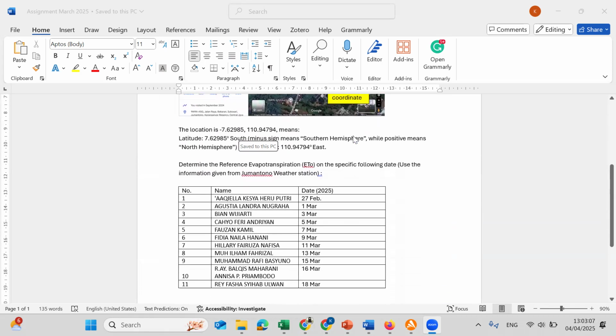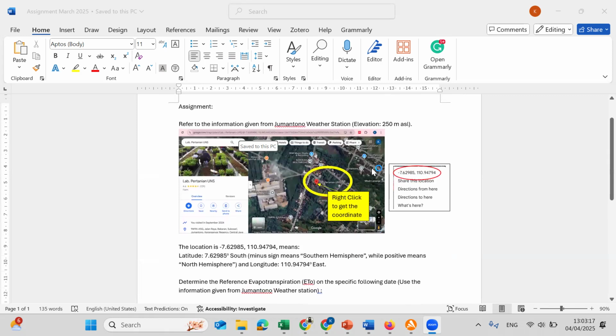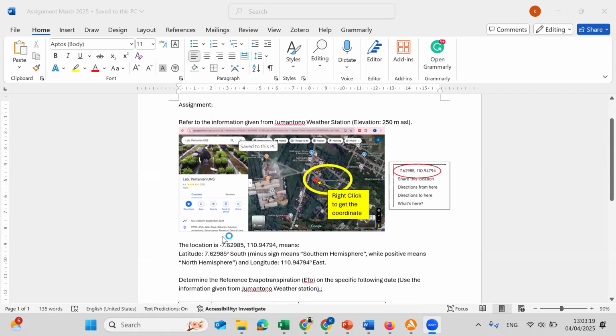So students, I will explain to you the assignment that I've given to you. I have divided each of you to a specific date to determine the reference evapotranspiration. As you can see, this is the information given to you.